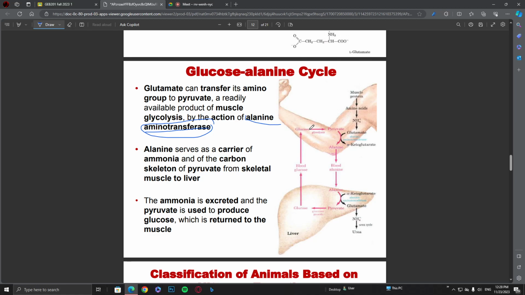Within the liver, the alanine releases the amino group. Again, the same enzyme, alanine aminotransferase, and that amino group is accepted by the alpha ketoglutarate, which becomes glutamate, and alanine becomes pyruvate. Pyruvate then undergoes gluconeogenesis, and glucose is produced. The glucose is then transported through the blood to the muscle. And the glutamate releases the amino group to the urea cycle, where urea is produced and ultimately excreted. So this is known as the glucose alanine cycle.